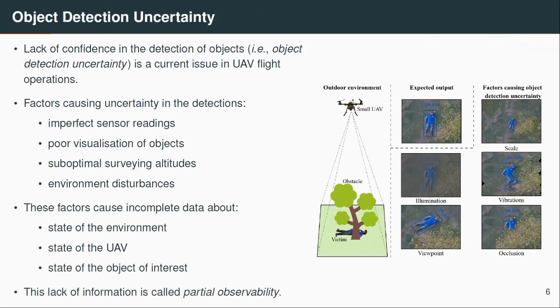Now, I would like to introduce the concept of object detection uncertainty. The lack of confidence in the detection of objects can be called object detection uncertainty. And this is a current issue in UAV fly operations.